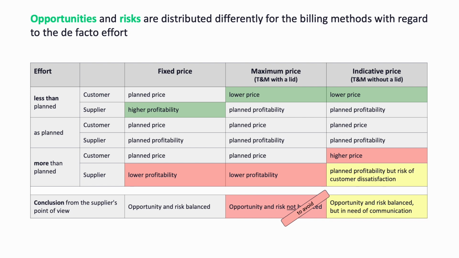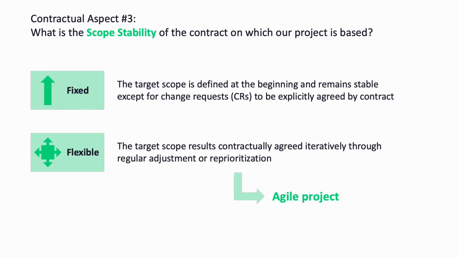And then there is a third relevant aspect. This is that of scope stability. What does our contract say about how fixed or flexible the scope to be implemented is? And as you might expect, we distinguish between two variants. In the case of a fixed scope, the target scope is completely defined at the beginning of the contract and remains stable, except for change requests, CRs, that are explicitly agreed in the contract.